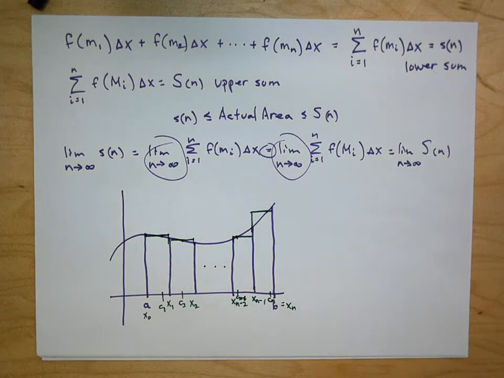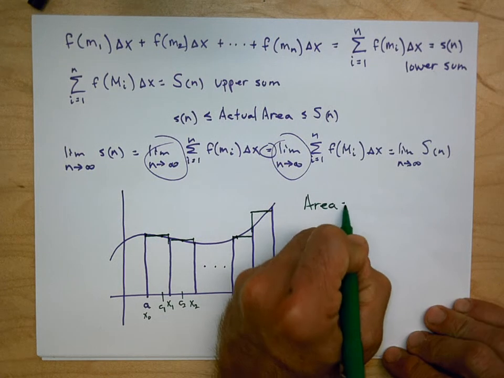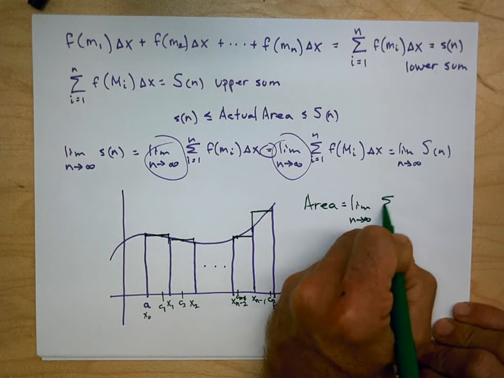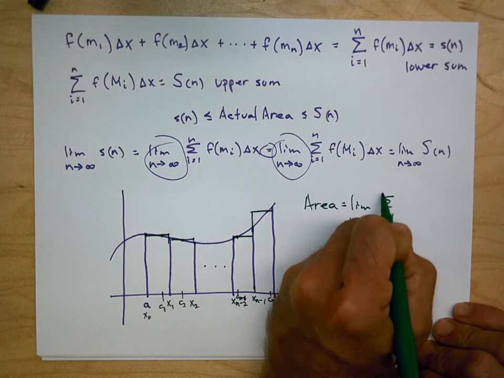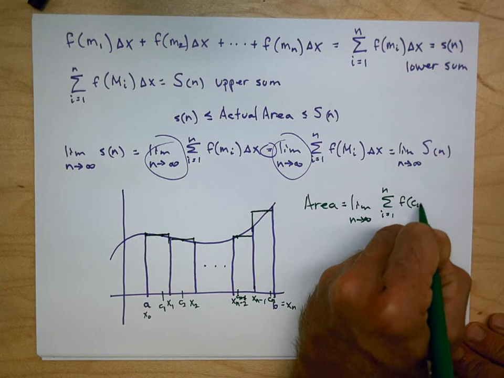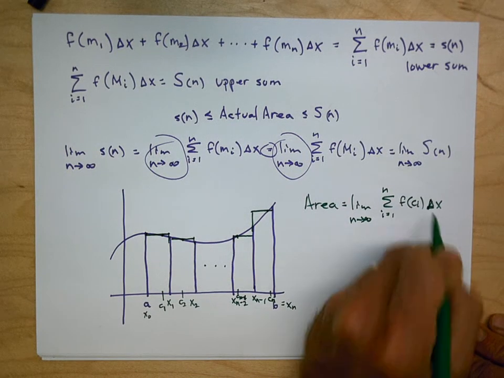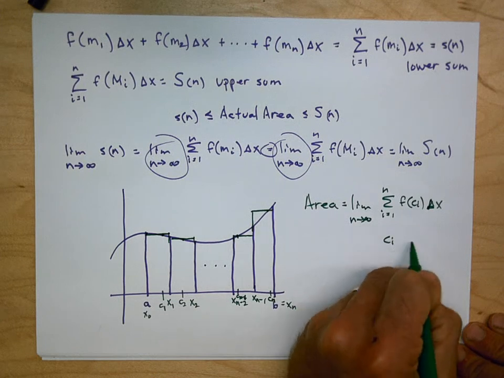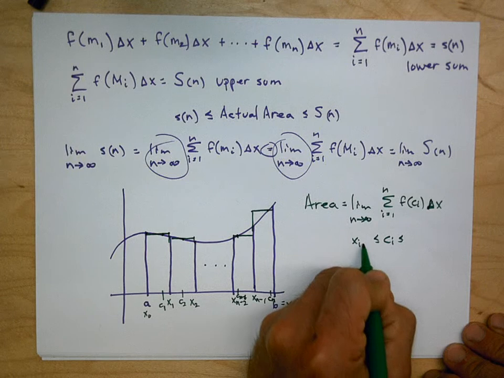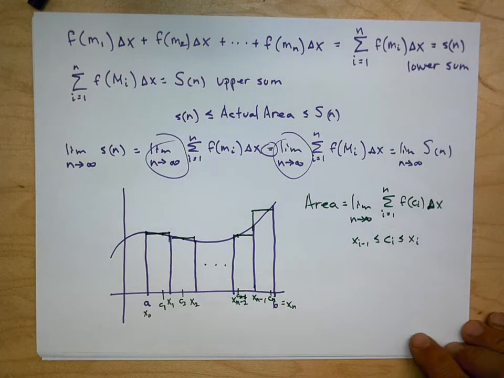So what we end up with is that our area equals the limit as n goes to infinity of the sum from i equals 1 to n of f of c sub i times delta x, where c sub i is just some point between x sub i minus 1 and x sub i. That's where I screwed up my notation here.